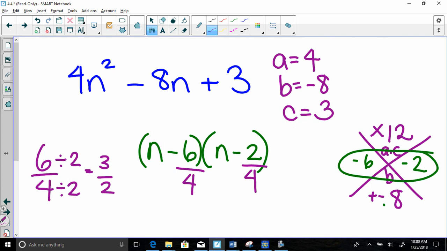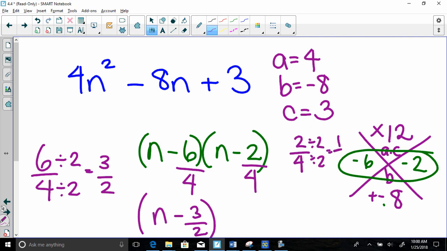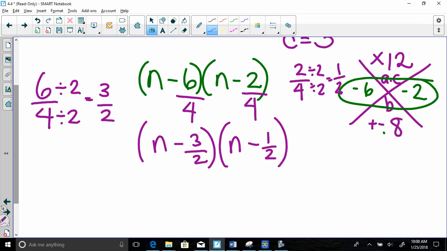So let's rewrite this. Instead of n minus 6 over 4, we're going to write it n minus 3 over 2. It's the same thing. Then over here, what can I reduce 2 over 4 to? 1/2, right? Because I could divide by 2 and get 1/2. And I get n minus 1/2. Now, can I reduce it any more? The 2's? Nope. So I would bring them to look like this.